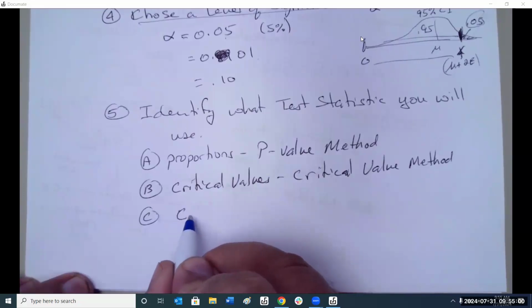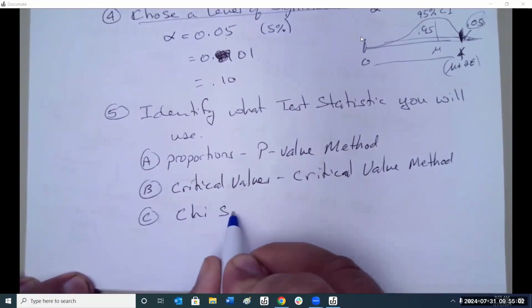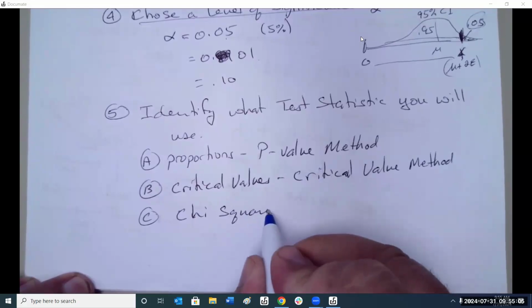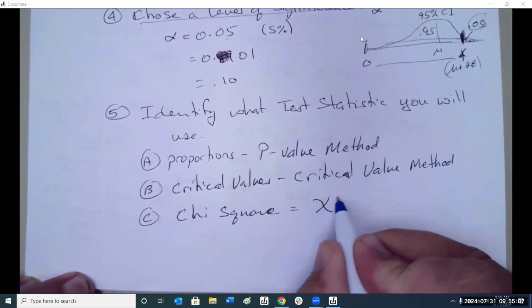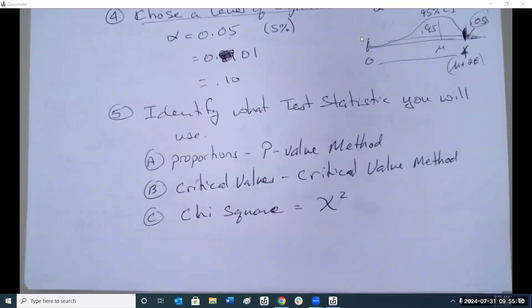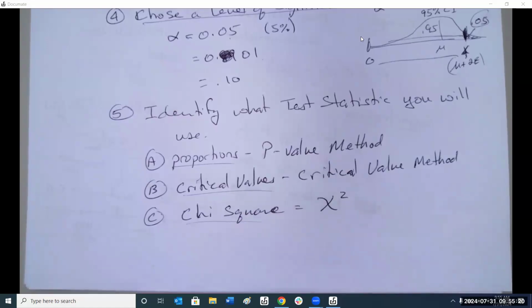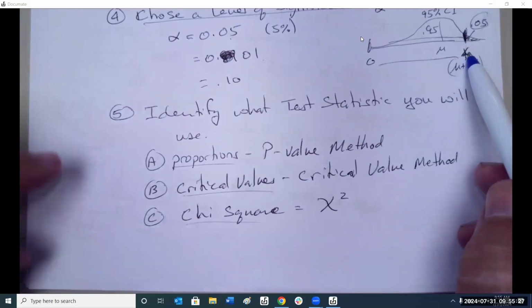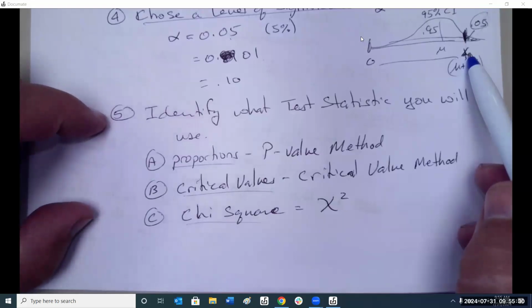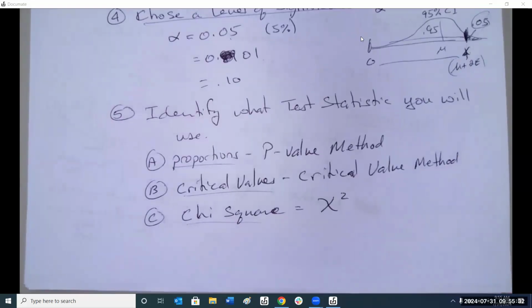And then the last one is chi-squared, which is like that. And if we have time, I'll show you how to do that one. So now, once we decide which one of these methods we're going to use, now we got to find the values. Once you find the values, you have your test, you have your critical values now. Now you test whether you make your decision, is it going to pass or is it going to fail?